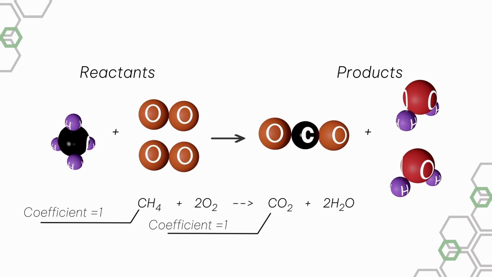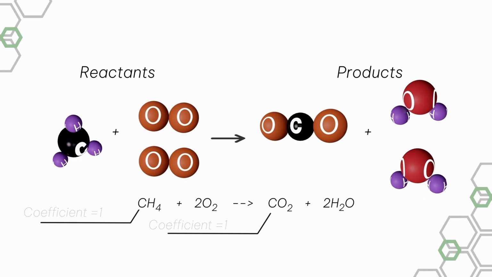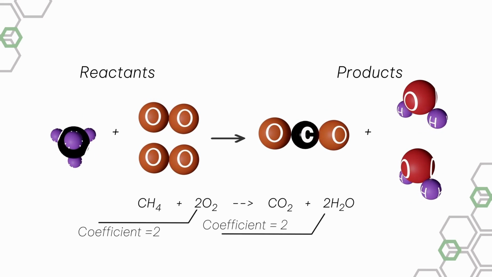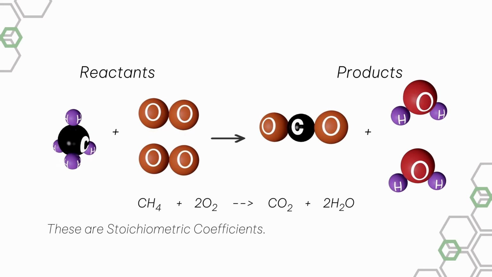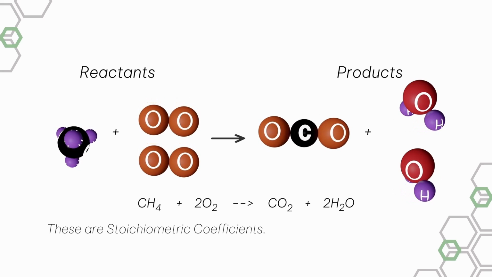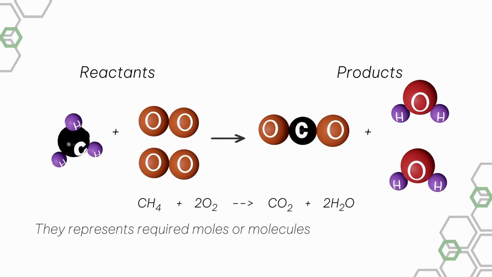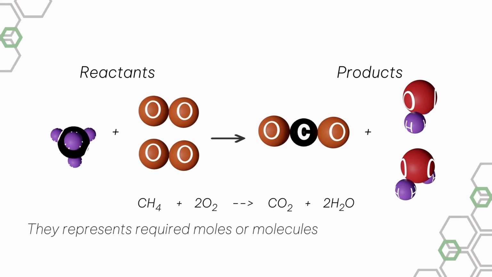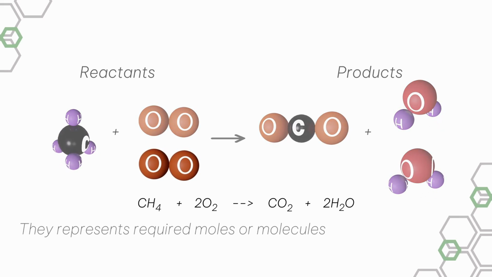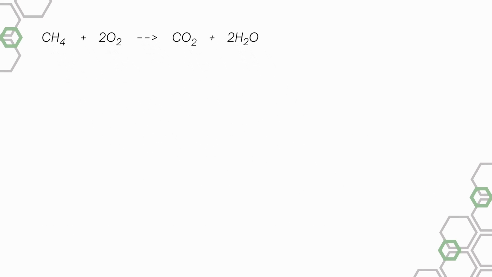We can see that methane and carbon dioxide have a coefficient of 1 and dioxygen and water have a coefficient of 2. These coefficients are known as stoichiometric coefficients, which indicate the required number of moles or required number of molecules of each element in a chemical reaction. So from this chemical equation we get to know 4 things.